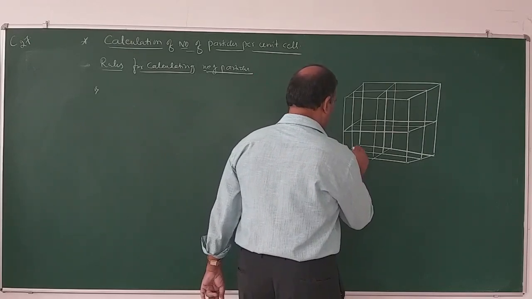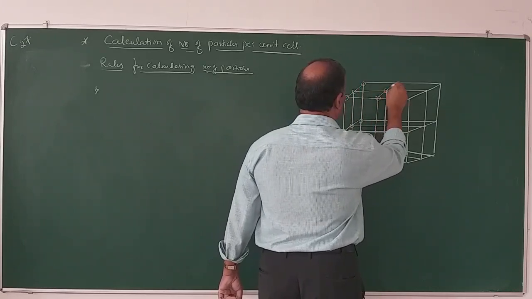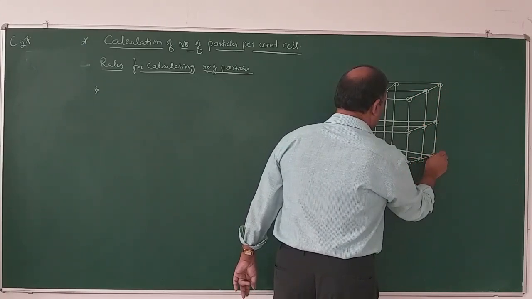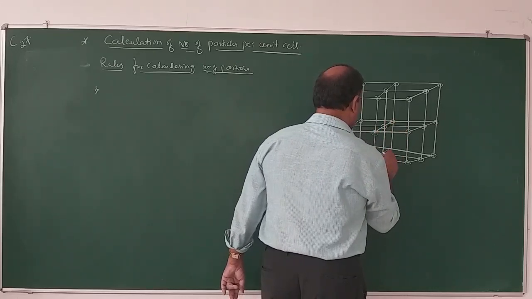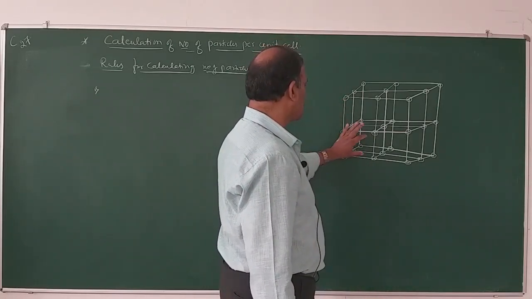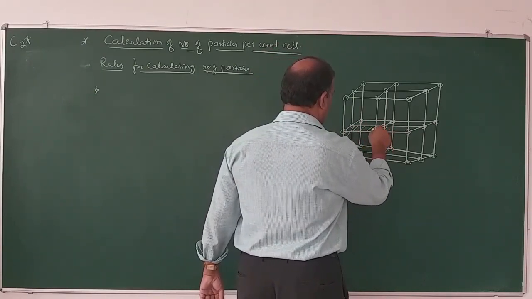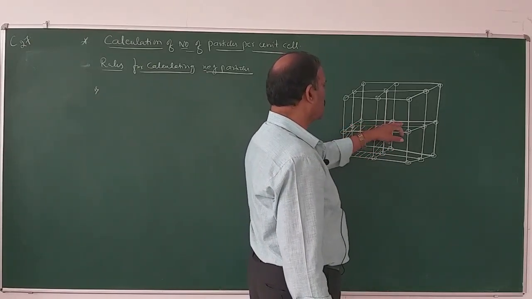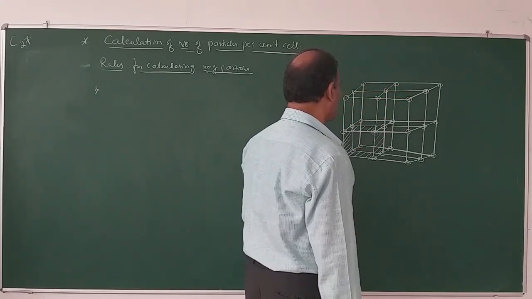So here are the points. This figure was written in the first period itself. So these are called lattice points, and this is the unit cell. So suppose this is the unit cell. So how many unit cells are here? 1, 2, 3, 4, 5, 6, 7, 8. 8 unit cells are there.